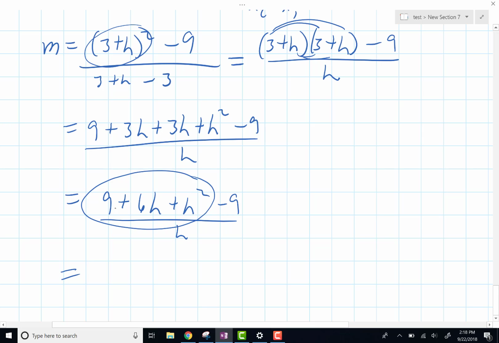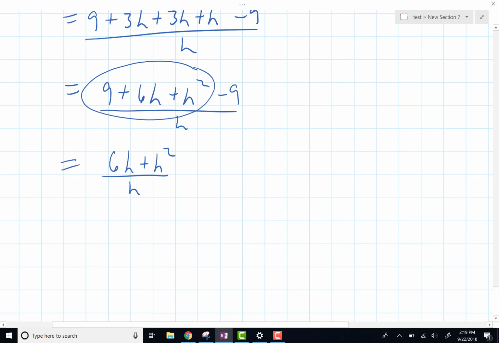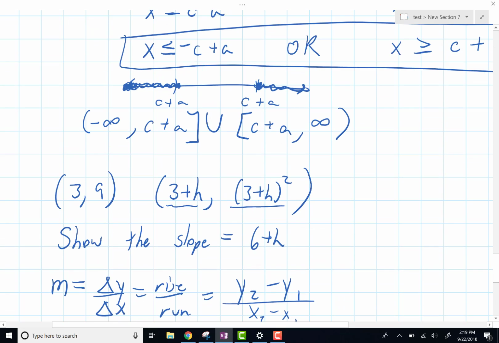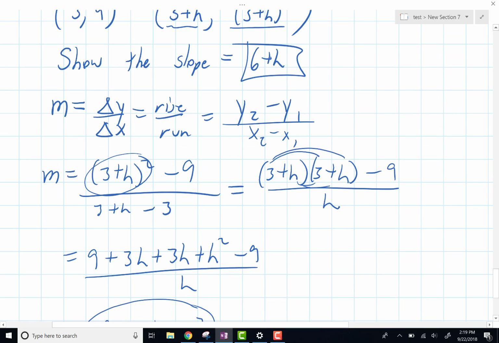So when this simplifies, the 9's go away, and you just get 6h plus h squared over h. And then since every single piece is divisible by h, you can divide by h. But safer is because you're factoring out an h, reverse distributing out that h, so that the h's cancel because it's now multiplication, right? And h divided by h is 1, and it's safe to multiply and divide by 1. And there's your slope, which is exactly what they told us it would be. Check.